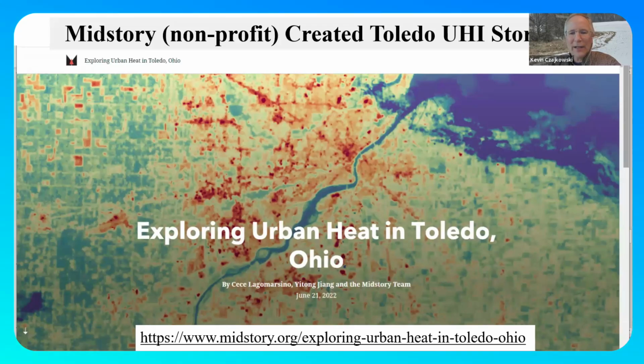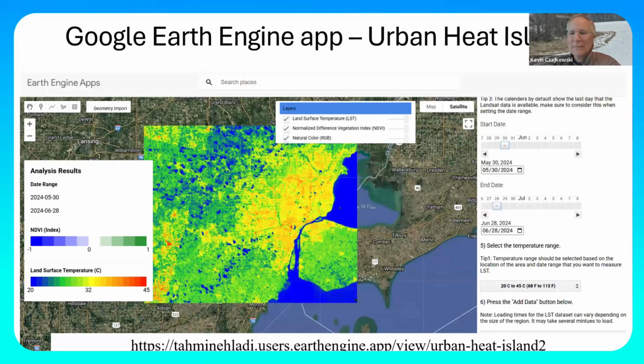Yitong made a story map with Midstory, which is a nonprofit in Toledo, on the urban heat island in Toledo. And here's where we learned that the University of Toledo is one of the hottest places because of the artificial turf fields and the parking lots. So we talked to people at the University of Toledo. It really hasn't changed anything. So it'd be nice if we could change something.